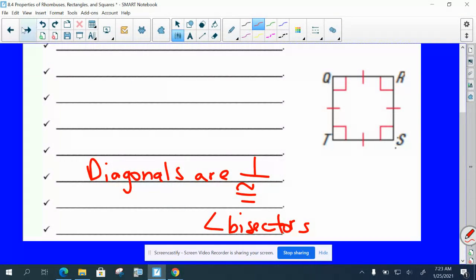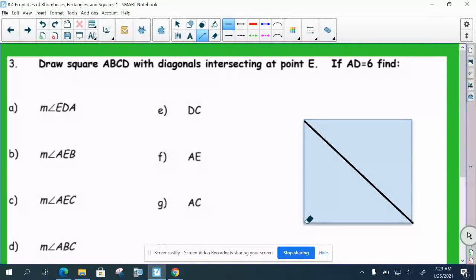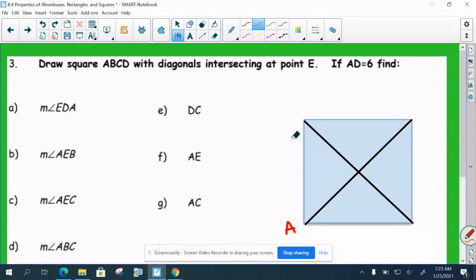So let's do practice real quick. Draw a square ABCD with diagonals intersecting at point E. Let me just double check my notes on how I set up the ABCD. So we did A, B, not that it matters too much, C, D. You've got right angles, the diagonals bisect each other and they're perpendicular, so these are all congruent. So basically you've got 4 right triangles here. That's going to be easy to work with.